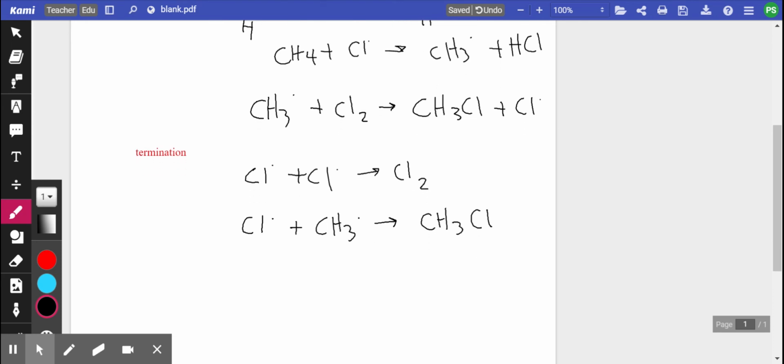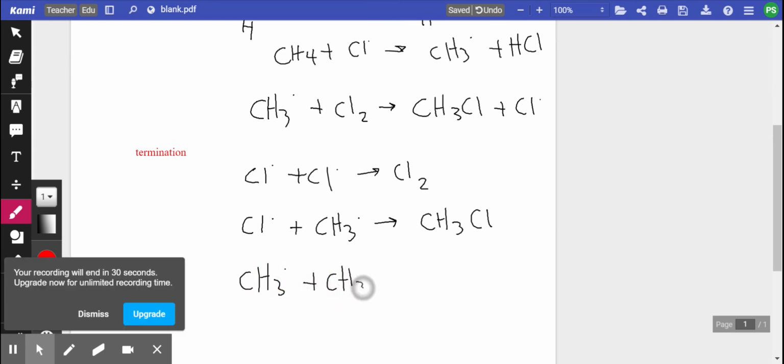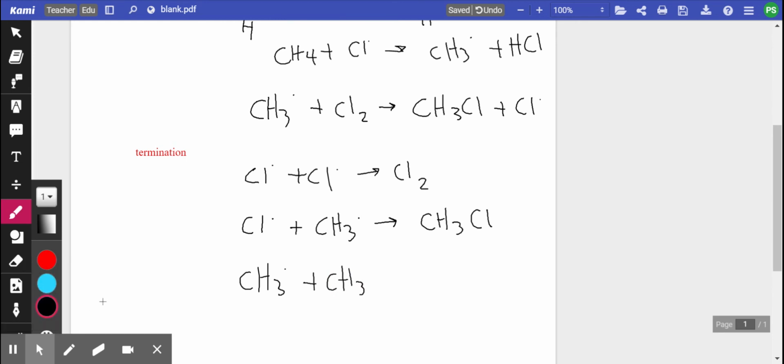Of course, you could make different products. You could make ethane. You could react two methyl radicals to create ethane. This is one of the key features of radical mechanisms, that they are unpredictable and create a variety of products. Well, thank you all for listening. This has been free radical substitution of alkanes.